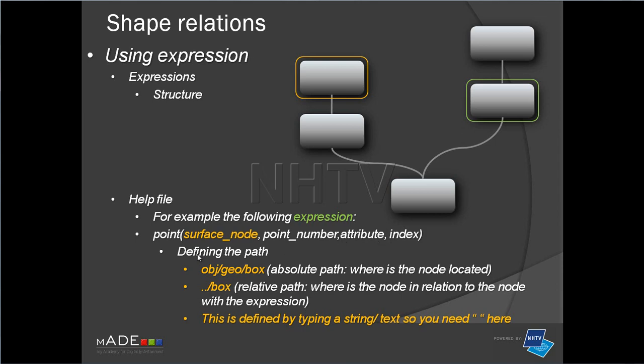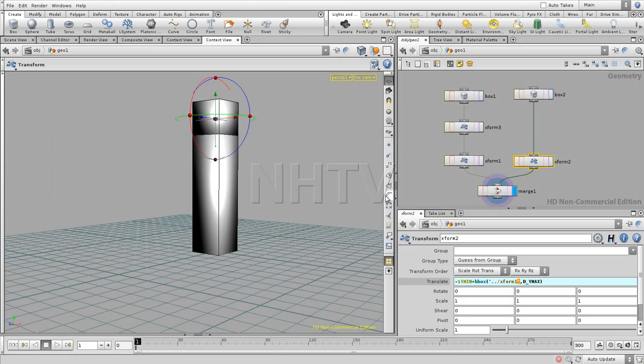So, defining the path. What we need to do is try to find where we can find this node. Now there are two ways. You have an absolute path, where the node is located, or a relative path, where the node is located in relation to the node with the expression. To explain the difference, you can see it with your colleagues in class. For example, you're in your classroom and you want to get some attributes or properties from a colleague within your class, for example, the color of his or her hair.